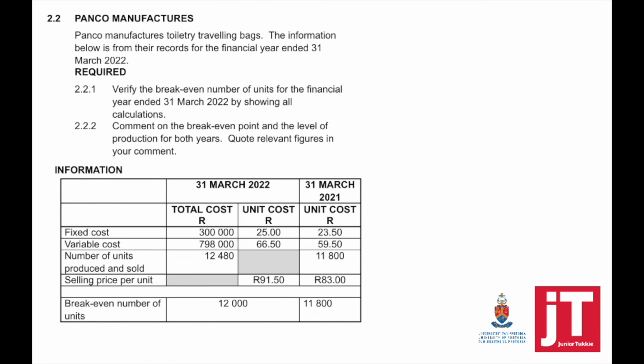Question 2.2, Ponko manufacturers. Ponko manufactures toiletry travel bags. The information below is from their records for the financial year ended 31 March 2022. 2.2.1, verify the break-even number of units for the financial year ended 31 March 2022 by showing all calculations. And 2.2.2, comment on the break-even point and the level of production for both years. Quote relevant figures in your comment.